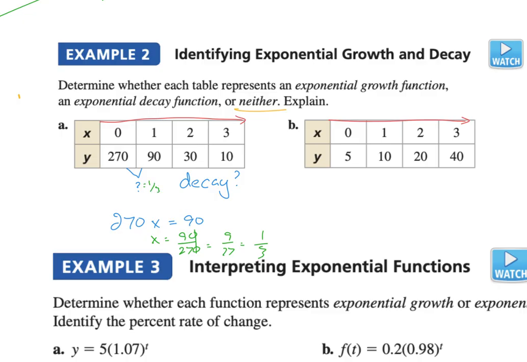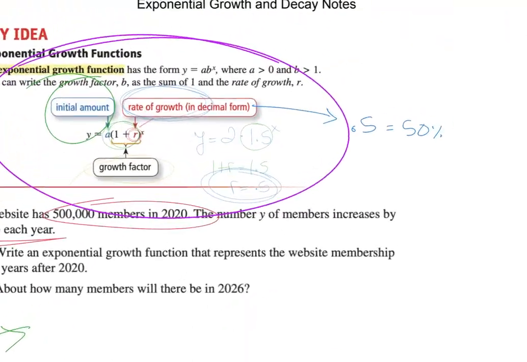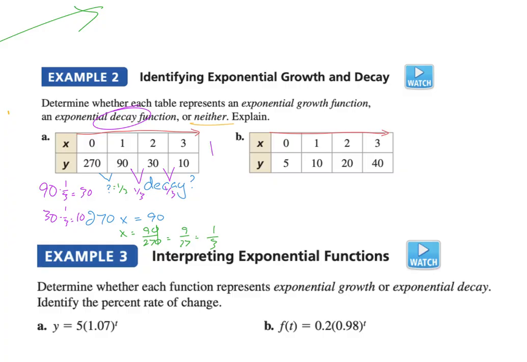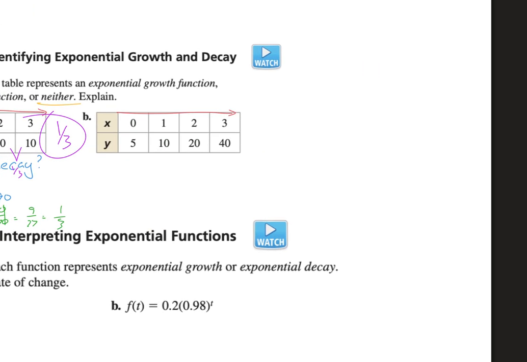So if this is going to truly be decay, from here to here needs to be times 1/3, and from here to here needs to be times 1/3. And it is. 90 times 1/3 is 30. 30 times 1/3 is 10. So boom, 1/3 there. So this is decay, and it's because our rate, our growth factor, you could say, is 1/3. Okay, how about this one?